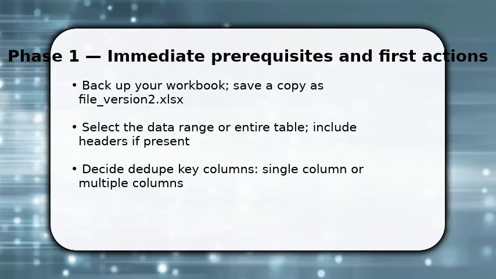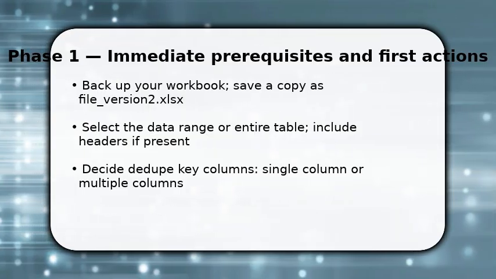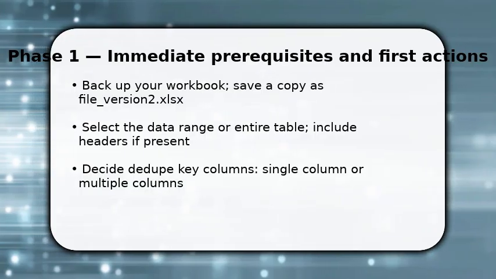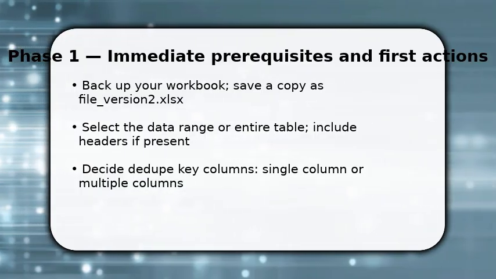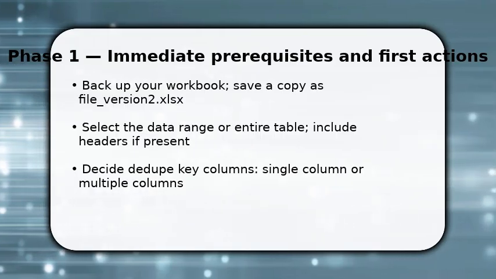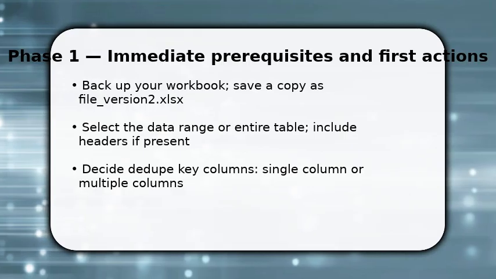You start by saving a copy so you can revert if needed. Next, highlight the exact range you want to clean, include headers to preserve labels. Once selected, go to the Data tab and open Remove Duplicates. You need to choose the columns that define a duplicate.